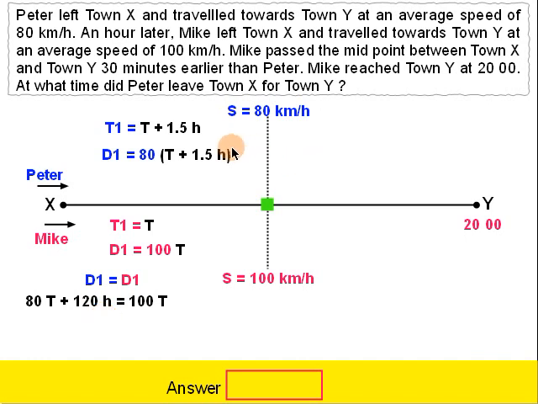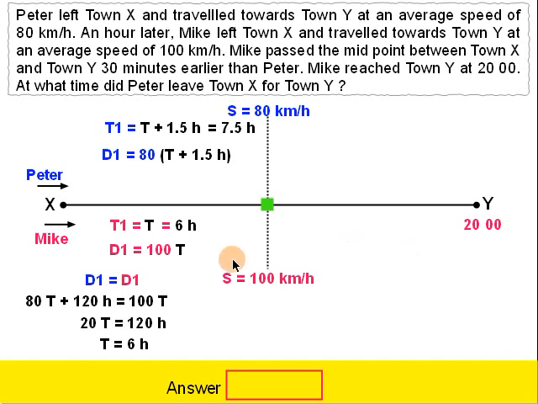H stands for hours. The 120 comes from where? It comes from here, 1.5 times 80, which is equal to 100t. Shuffle the equation around and you get 20t is equal to 120 hours. Therefore, t is 120 divided by 20, that gives us 6 hours. So that means Mike took 6 hours to reach the midpoint. Whereas Peter took 6 plus 1.5, which is 7.5 hours.